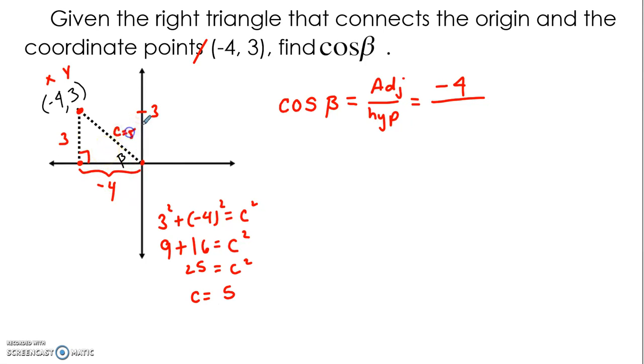So we'll write 5 here, 4/5. Our cosine of beta is -4/5. Again, we could find any of the ratios that we wanted, but here's a little concept of being able to work with negative and positive aspects of these. That's going to be more beneficial when we start doing the unit circle trig.